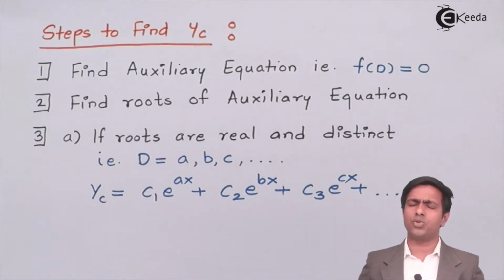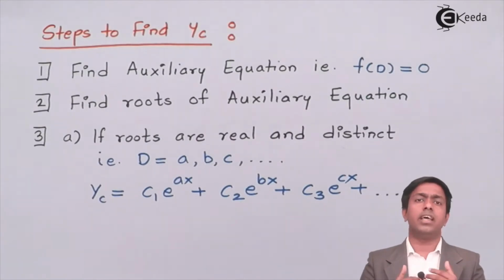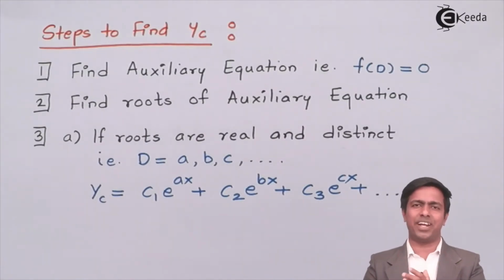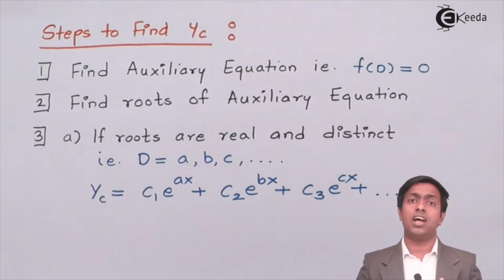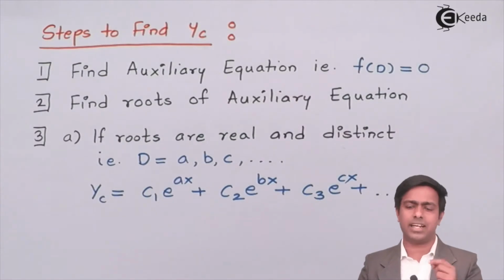Now the question is, what if the roots are not real and distinct? I mean to say, if the roots are real and repeated. This comes under a different category. So let's understand how to find out the yc in that case.